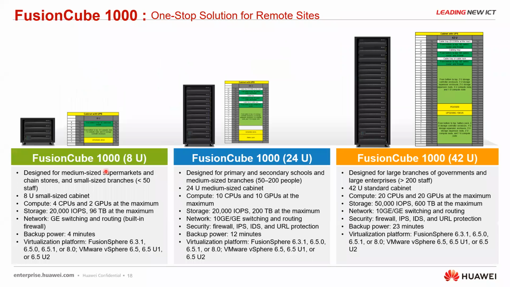Okay, so this is in line with the FusionCube 1000 only. As I mentioned, we have three categories: the 8U box, 24U box, or the 42U box. Depending upon the customer need, this can be designed, and the UPS capacity can also be designed for 30-minute or 1-hour backup or whatever the customer is asking. This space can be utilized for one rack position. So one rack is sufficient for the entire IT running in the branch segment.